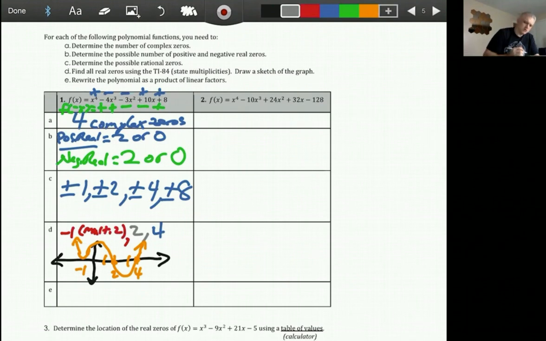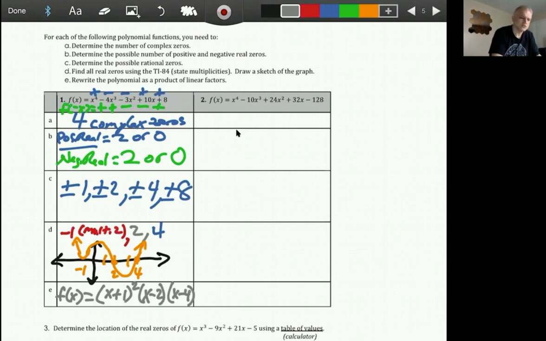Okay, so we say f of x equals, take our first linear factor. So -1 was a 0, which means x plus 1 is a factor, multiplicity of 2. We have 2 was a 0, so x minus 2 is a factor, and 4 was a 0, so x minus 4 is a factor. We are done with question 1.